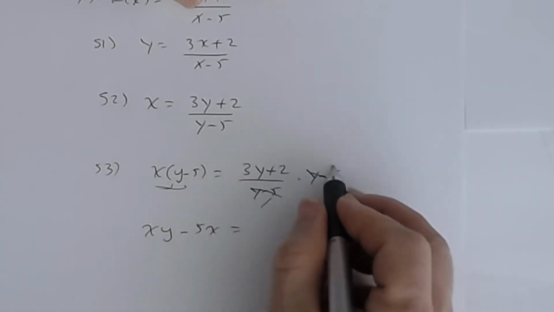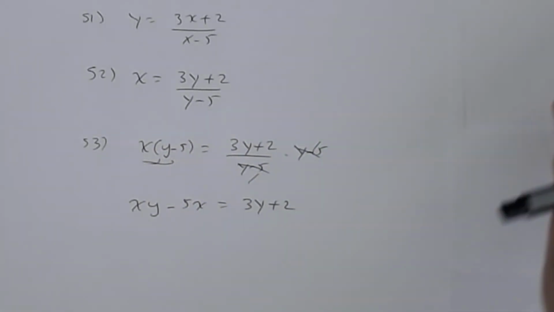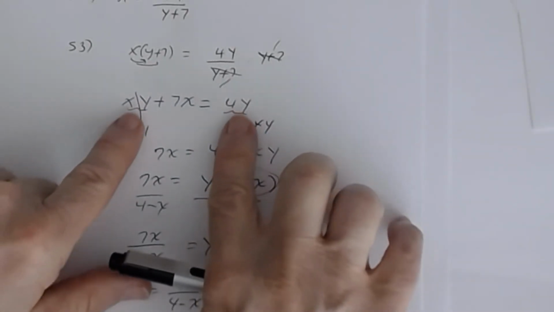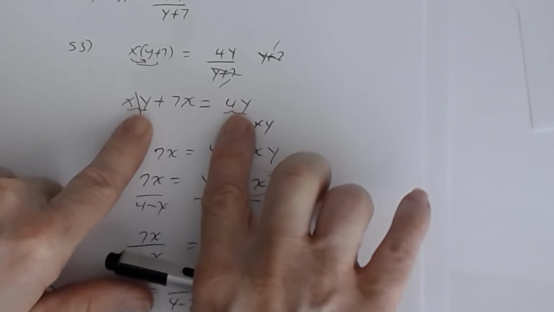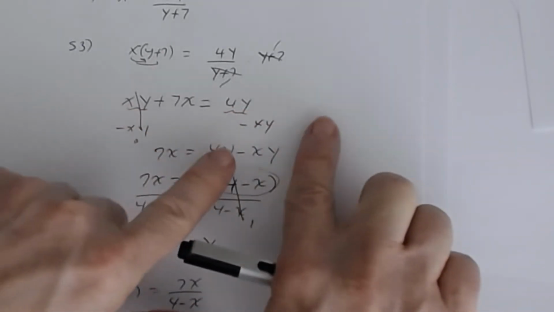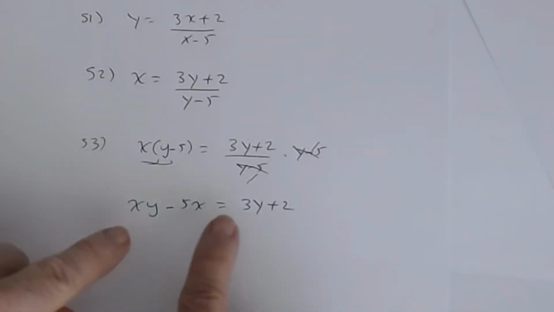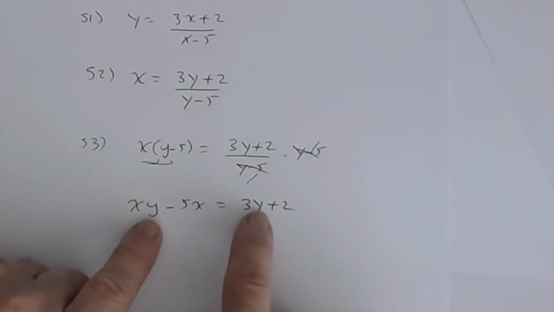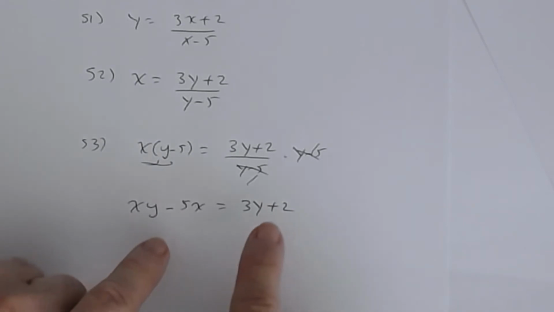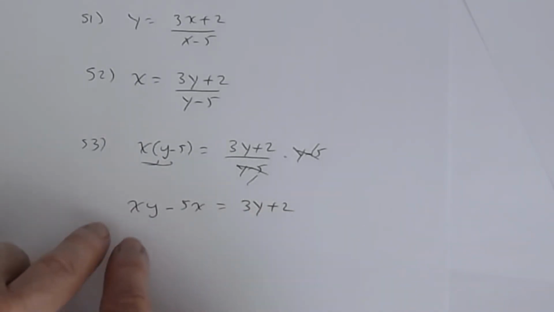Equal, these divide out, and you get 3y plus 2. So just like in number 6, I have two terms with the variable y, but they're on separate sides. So I've got to somehow bring them to the same side, either to the left or the right. Does not matter. Since I have two terms with the variable y and two terms without, let's bring the terms with the variable y to the left this time.